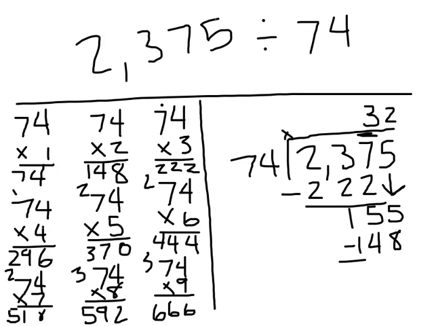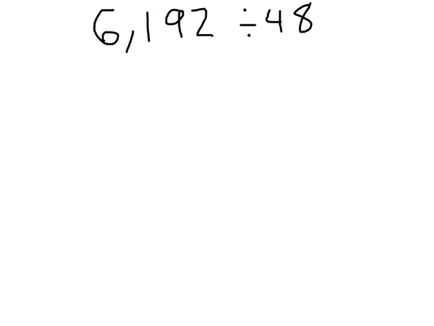When I subtract, I have to borrow. 15 minus 8 is 7. 4 minus 4 is 0. 1 minus 1 is 0. My answer is 32, remainder 7. Let's try another problem.